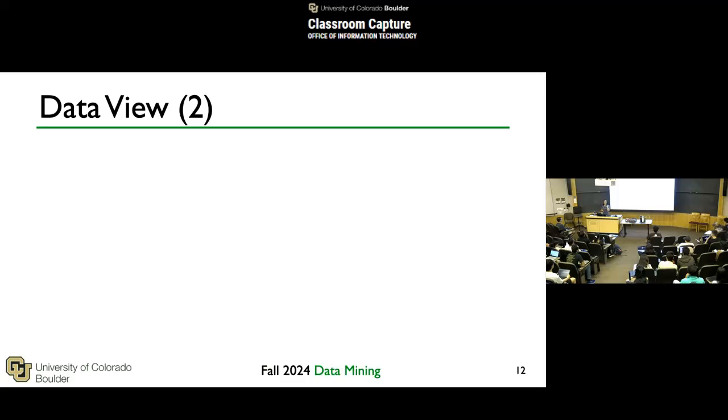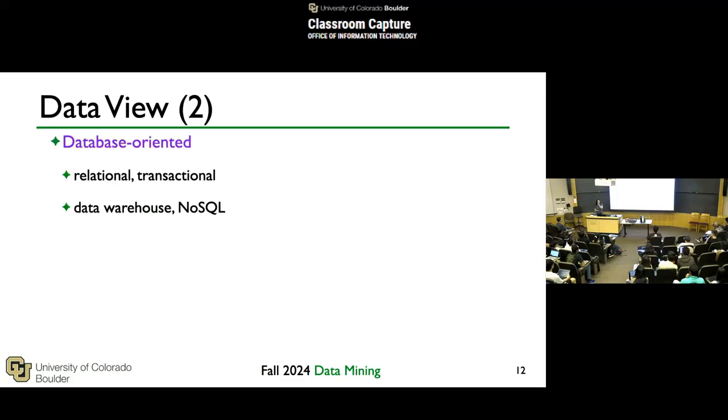Okay, there's another way. We talk about those V's, and you can also look at what kind of data there is and where the data come from. In the earlier days, there was a lot of database-oriented data. Nowadays, maybe not all the data are from the database, but in the earlier days, the database community was driving a lot of the data mining research.